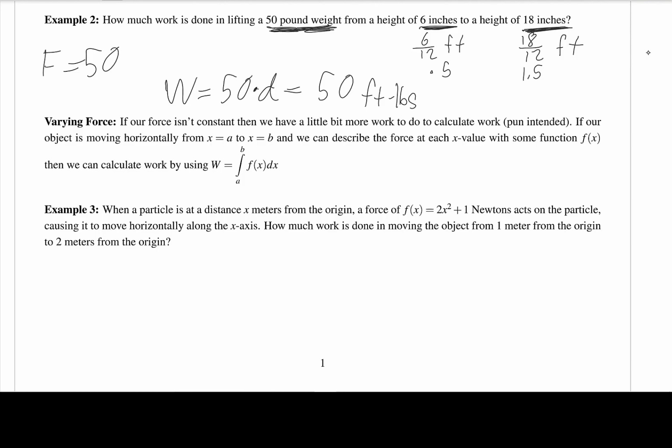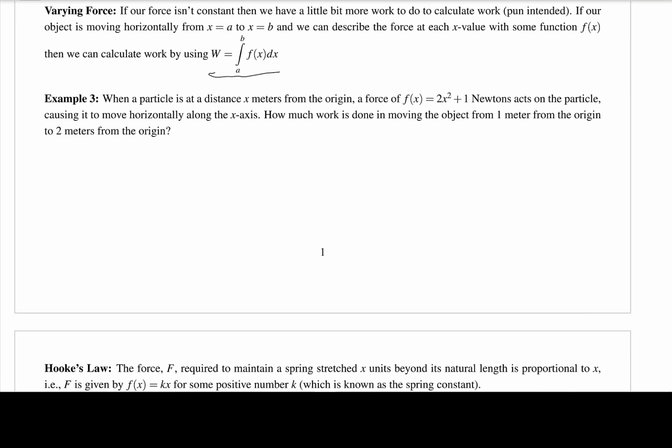If our object is moving horizontally from x equals a to x equals b, right? So here in this problem, we moved from a to b like this. And we can describe the force at each x value with some function f of x, then we can calculate work by using an integral. So let's look at an example of this.